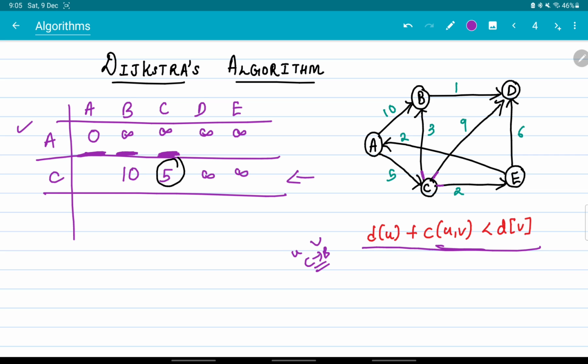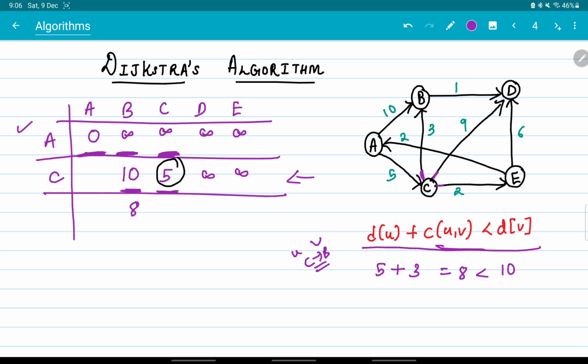What is the distance of C? The distance of C from the table, as you can see, the current distance of C is 5. Okay, 5 plus, what is the cost of going from C to B? The cost is 3. From the diagram you can see it is 3. Now what is 5 plus 3? 5 plus 3 is 8. Now 8 should be less than the distance of B. What is the current distance of B? From the table you can see it is 10. So 8 is less than 10. Now when you get a distance which is less than the previous one or the present one, you are supposed to update it. So I'll update the value of B as 8.